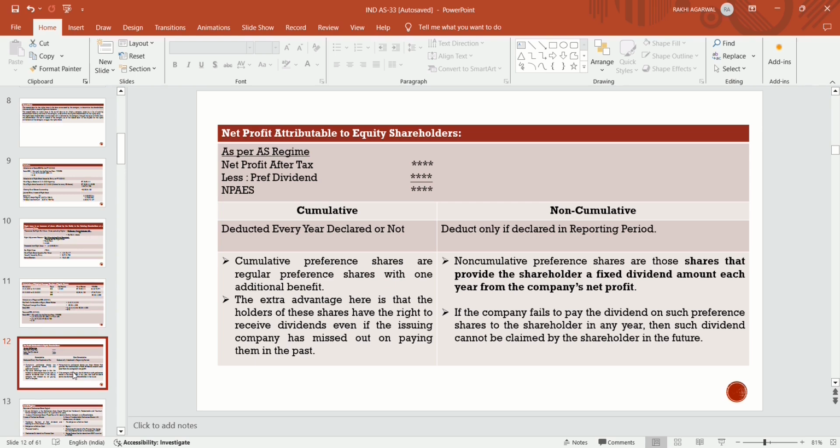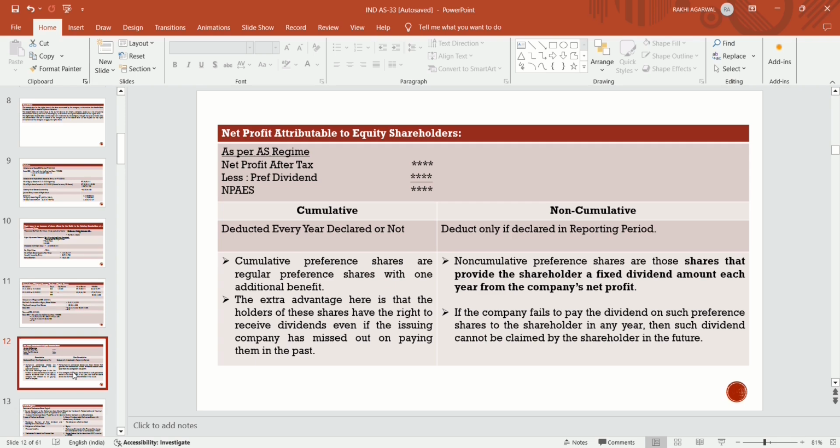So non-cumulative preference shares are those where shareholders get a fixed dividend amount each year from the company's net profit. If the company fails to pay the dividend on such preference shares in any year due to a cash crunch, then such dividend cannot be claimed by the shareholder in the future. Means in cumulative, if the company missed paying the dividend, the shareholder has the right to receive the dividend in future. But in case of non-cumulative, the shareholder has no right to receive the dividend if the company missed paying it.